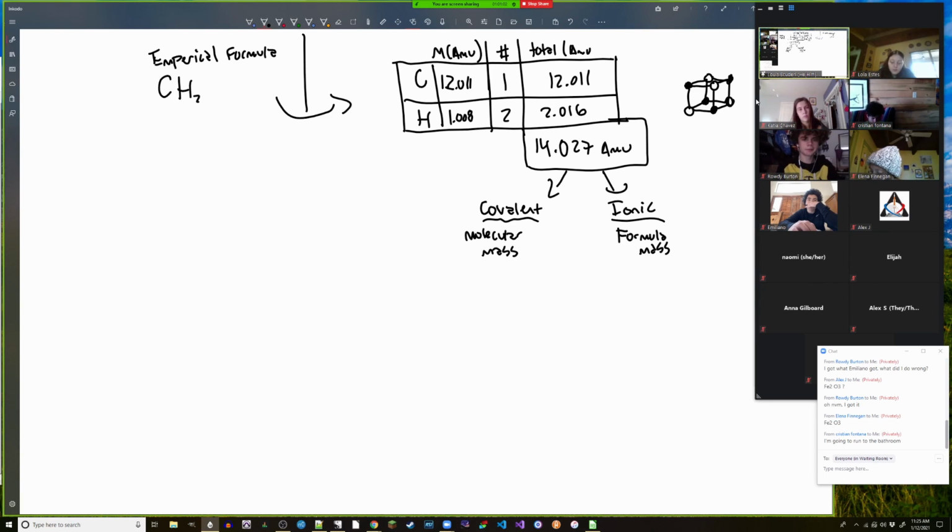In the 5 minutes we have remaining, let me introduce how to use this mass we just got here, the empirical formula mass, along with the actual molecular mass to get to a real formula or a real molecule.